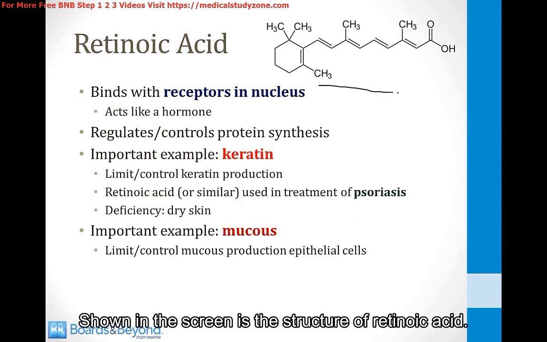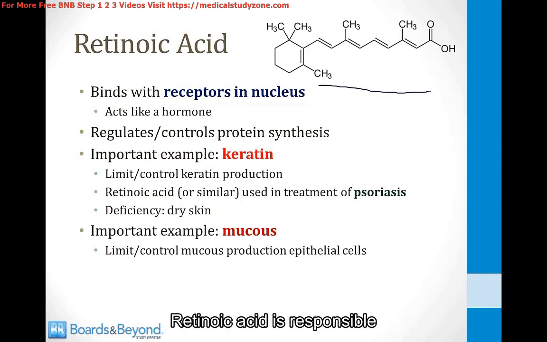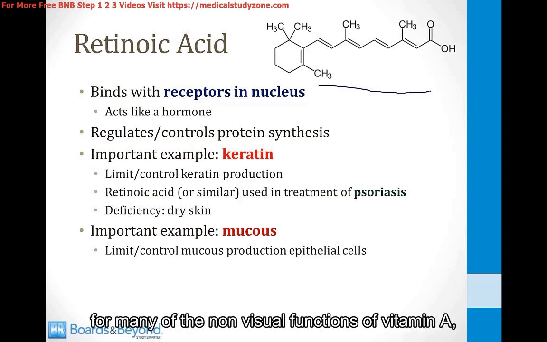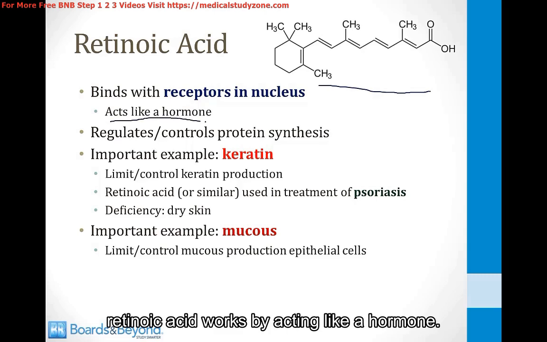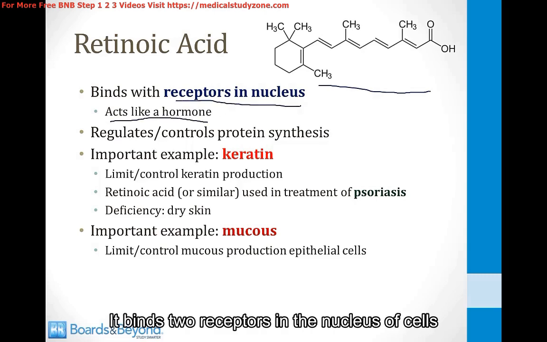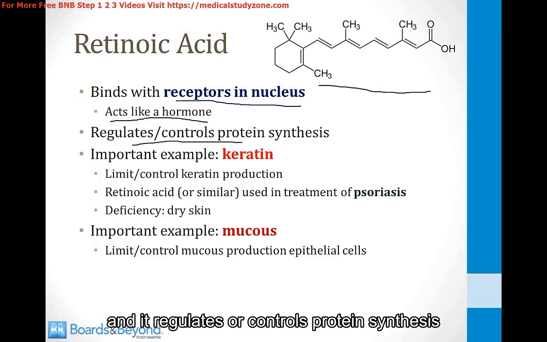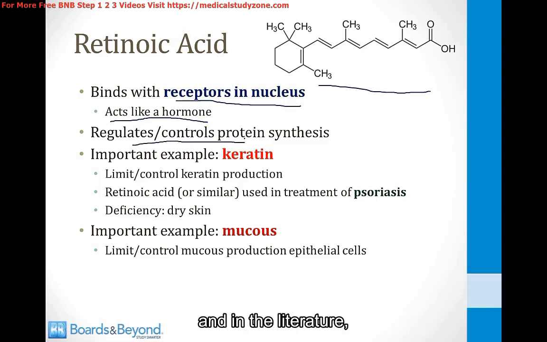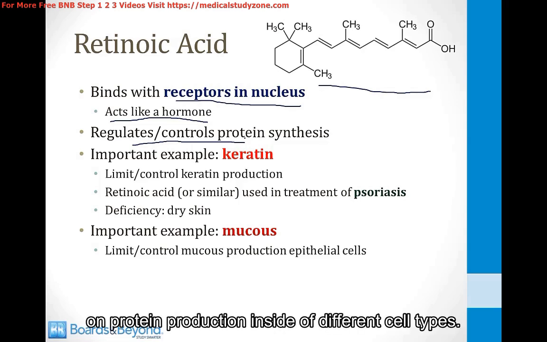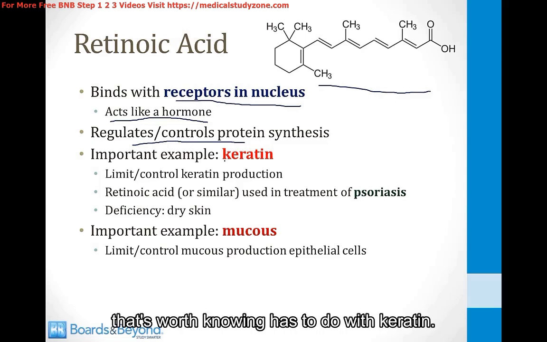Shown on the screen is the structure of retinoic acid. Retinoic acid is responsible for many of the non-visual functions of vitamin A. Retinoic acid works by acting like a hormone. It binds to receptors in the nucleus of cells, and it regulates or controls protein synthesis. And in the literature, you can find many, many examples of the effects of retinoic acid on protein production inside of different cell types. One important example that's worth knowing has to do with keratin.